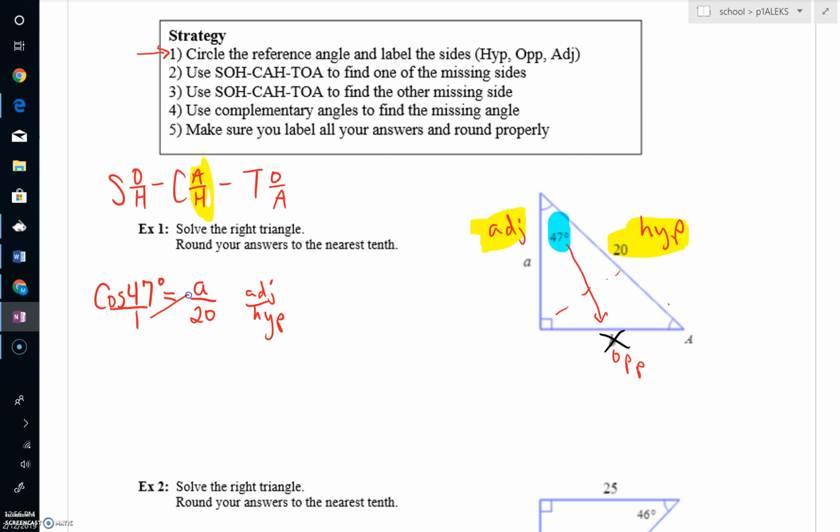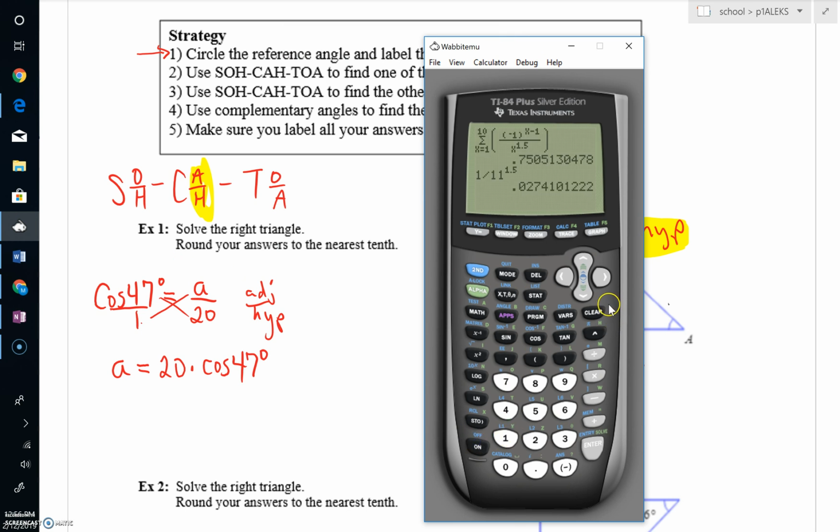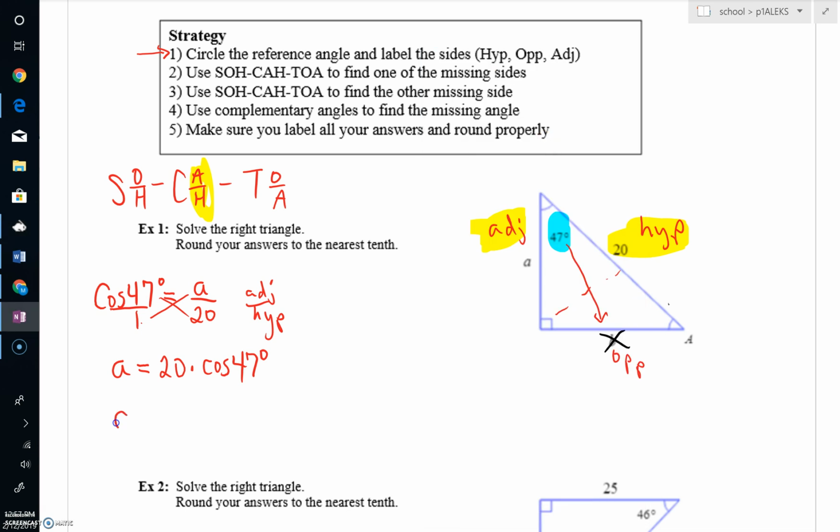What did we do last week? Well, we cross-multiplied. 1 times A is simply an A. And then we'd have 20 times the cosine of 47 degrees. Well, this is where we take out our calculator. And nice and quickly, we will just type in 20 times the cosine of 47 degrees. I'm going to double check that our mode is right for degrees. It is. I like to do that, especially as I'm teaching other classes. 13.6399, well, if we're going to the nearest tenth, that would be 13.6.